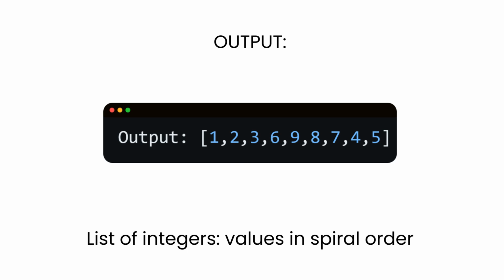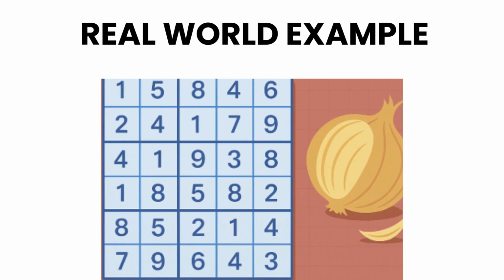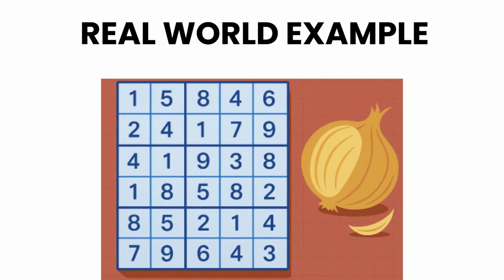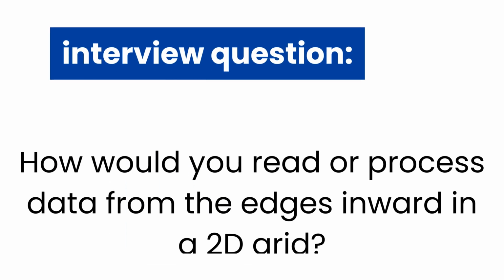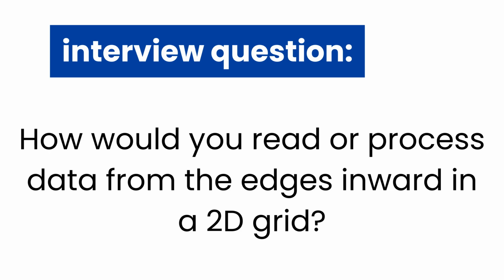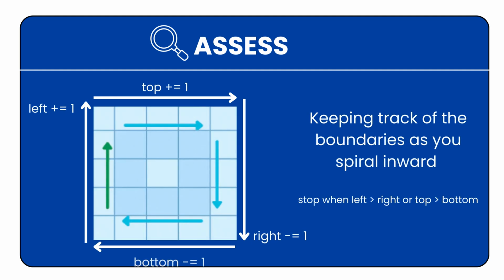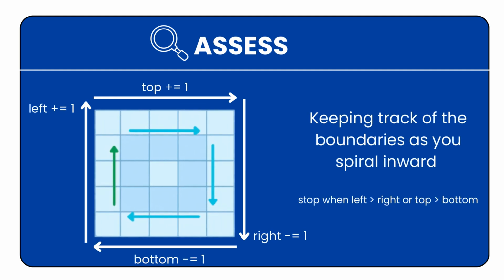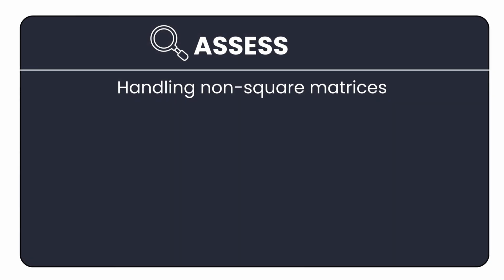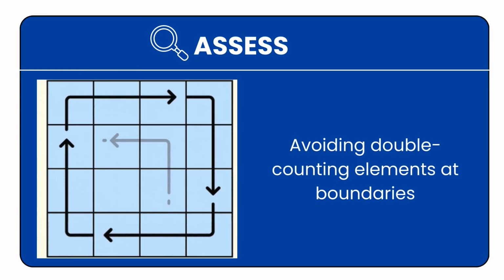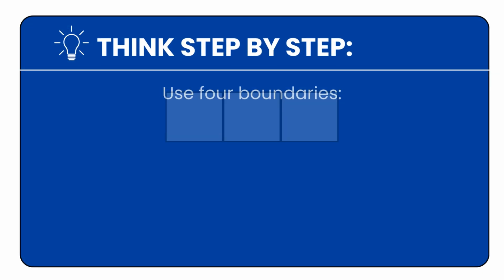Think of printing all the numbers in a Sudoku board from the outermost cells to the very center, like peeling an onion. An interviewer might ask, how would you read or process data from the edges inward in a 2D grid? What's tricky? Keeping track of the boundaries as you spiral inward. Handling non-square matrices, for example, 3x4, 4x3. Avoiding double counting elements at boundaries.